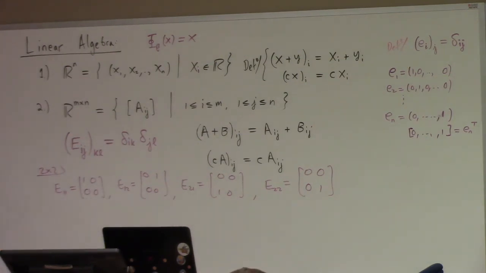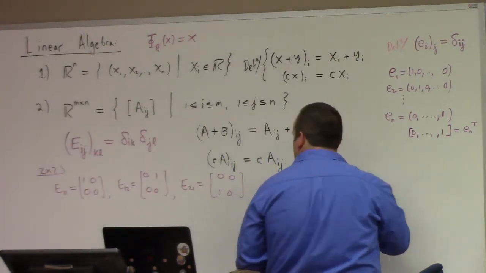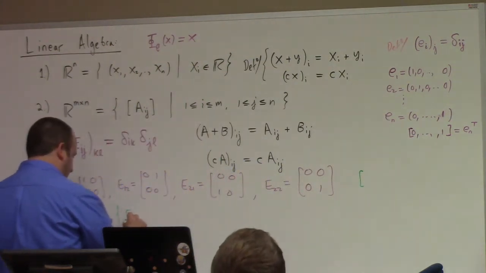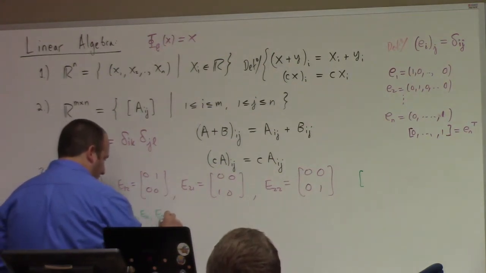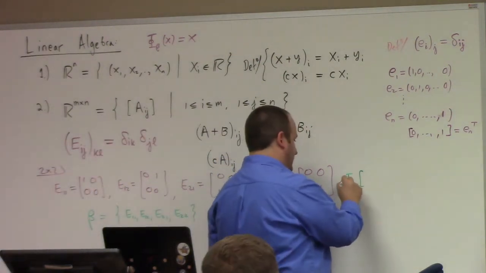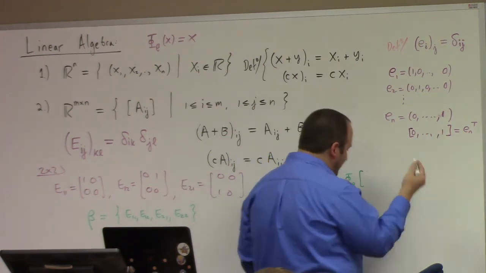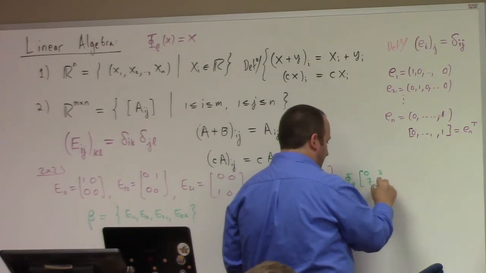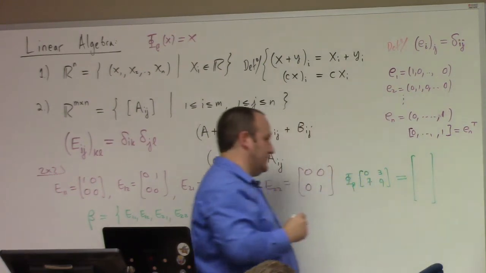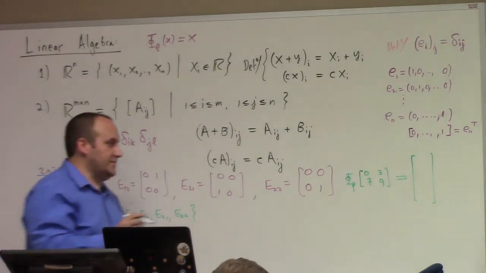Here, let me just take a breath and ask you guys, what are the coordinates? If I say that this beta is equal to E11, E12, E21, E22, for 2 by 2 matrices, then I can ask you, what's the coordinate if I take phi beta and I act on the matrix 0, 3, 7, 9? What's the coordinate vector there of that matrix with respect to the standard basis for matrices? 0, 3, 7, 9. Very good.